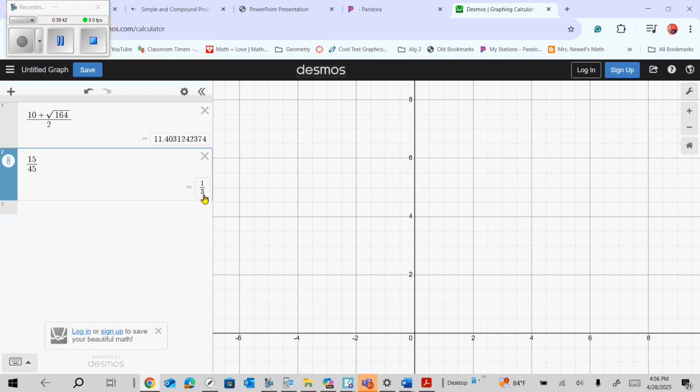So if I click this, it gives me the decimal right there. And then if I click that button right there, it gives me the fraction. Okay, so there it is. That's what I just wanted to make sure you have all that.